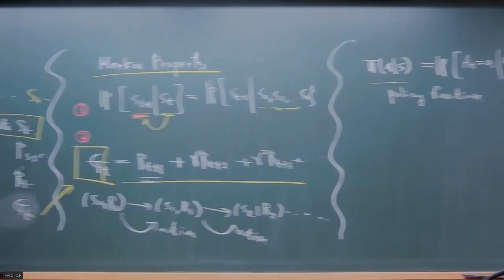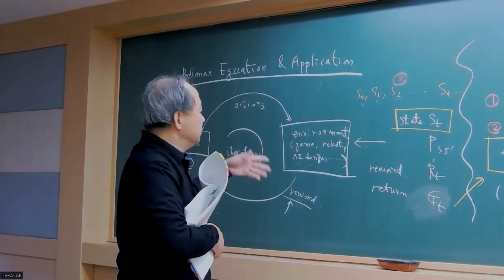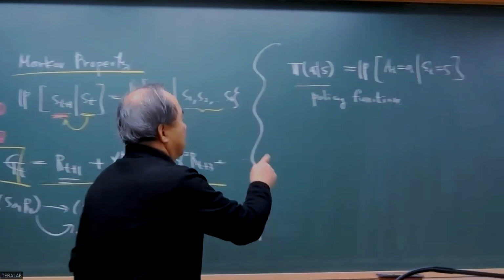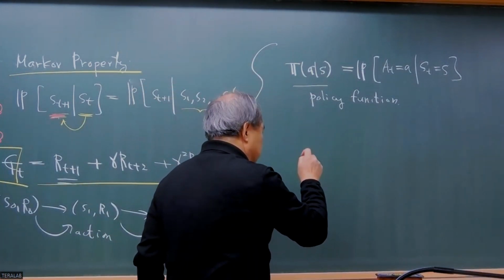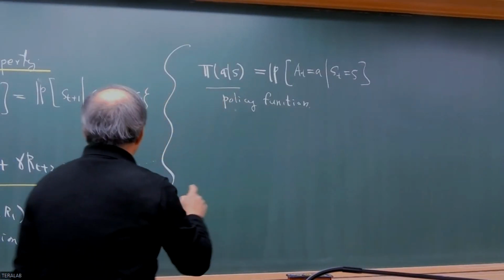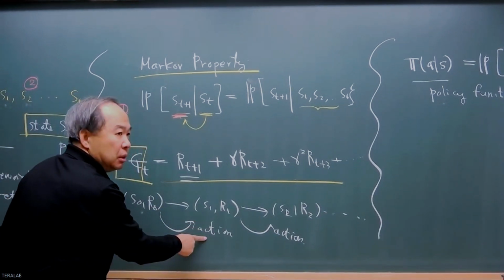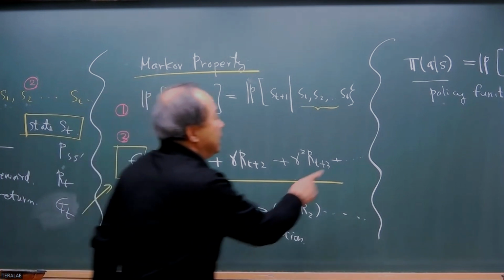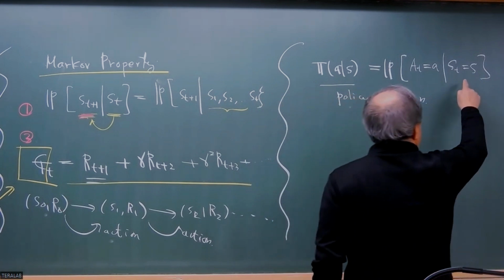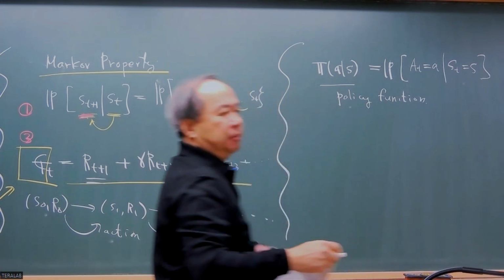Now I'm trying to define some definitions to apply this Bellman equation to solve for the best solution. Another thing I would like to clearly define at this moment is the policy function. If you have a certain state, you have to make an action. That probability is called the policy function. At a state S, the probability of action A is the policy function.